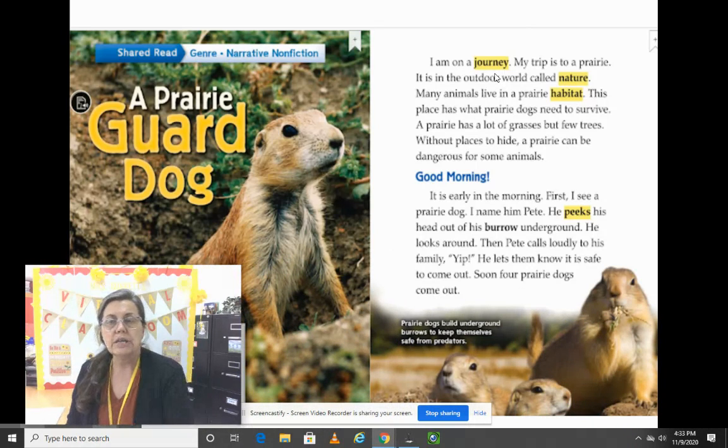I am on a journey. My trip is a prairie. It is in the outdoor world called nature. Many animals live in a prairie habitat. This place has what prairie dogs need to survive. A prairie has a lot of grasses, but few trees. Without places to hide, a prairie can be dangerous for some animals.